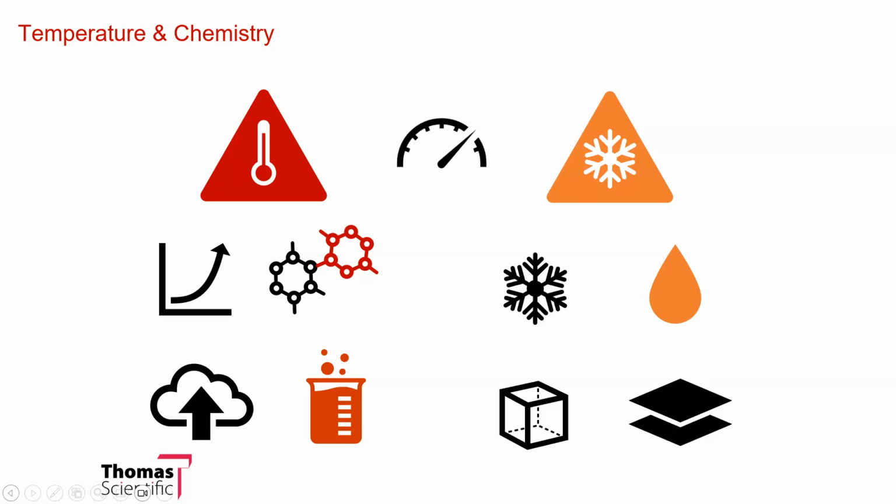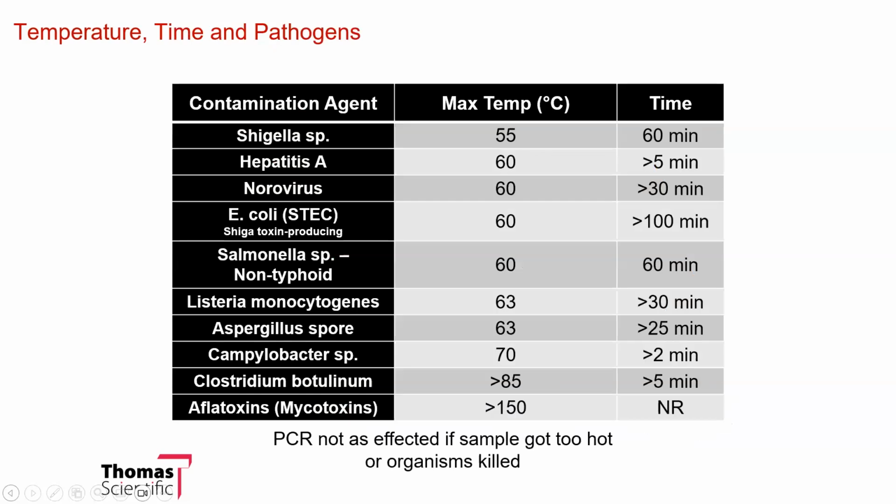This all depends on how quickly you heat or cool a sample and how much time it's exposed to those temperatures. For pathogens, there is a maximum temperature and time, where if you expose that particular pathogen for more than that time period, you will kill it. Like Campylobacter, 70 degrees C, and if it's over 2 minutes of exposure, you'll kill that sample. Clostridium or botulism, over 85 C for more than 5 minutes, you will kill that particular microbe.